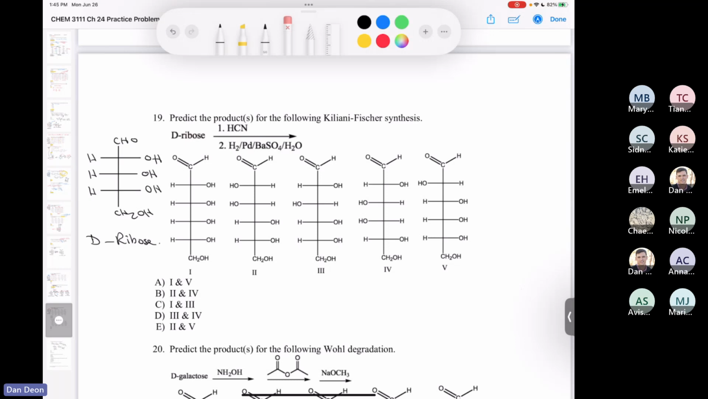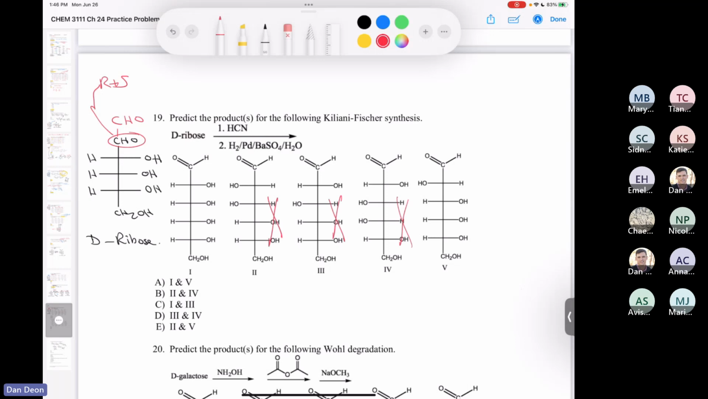When we add a carbon, we're going to add it on top, something like this. And then this carbon is going to become a new chiral center, but you're going to get a mixture of R and S at this chiral center. So it can't be this one. It can't be this one. It can't be this one.